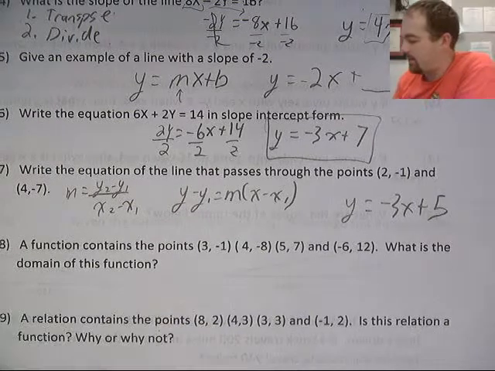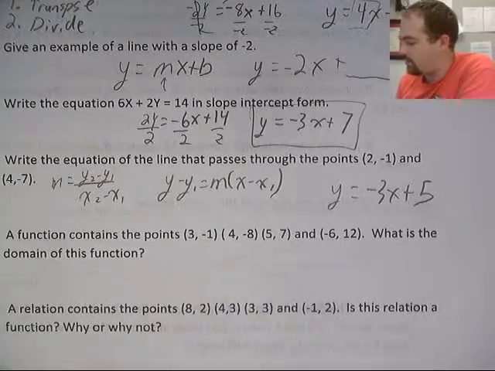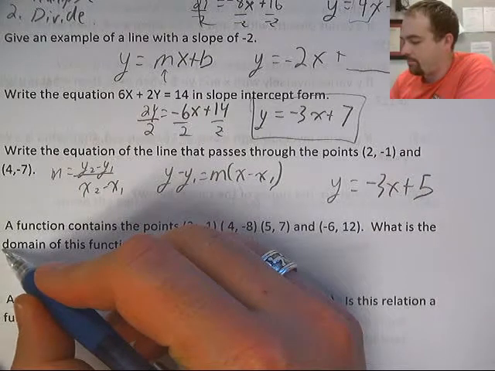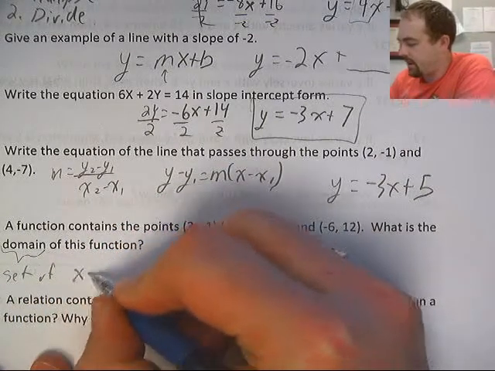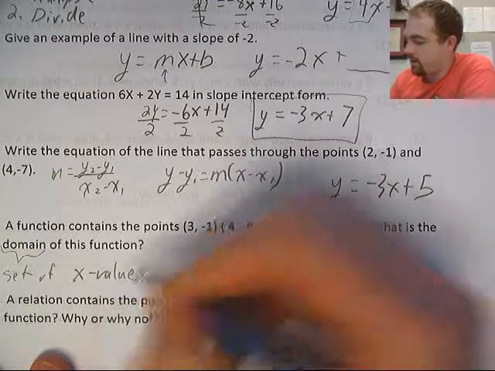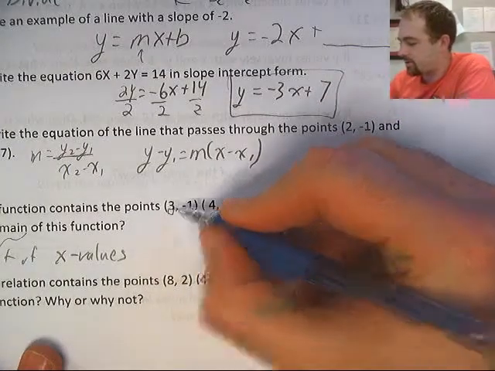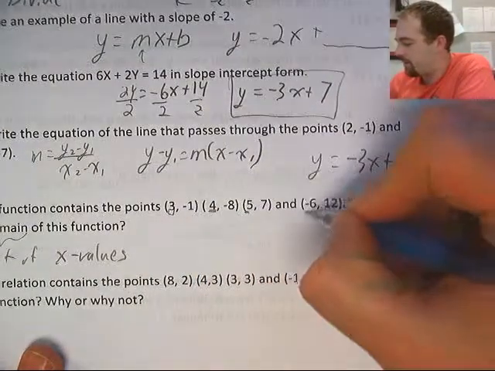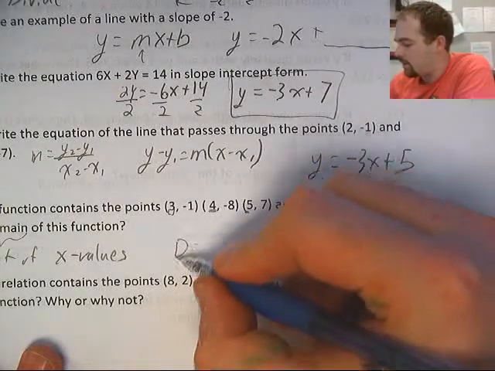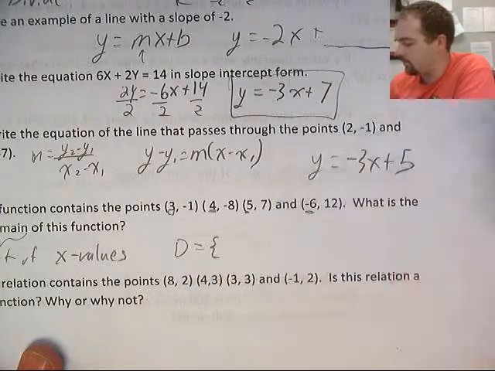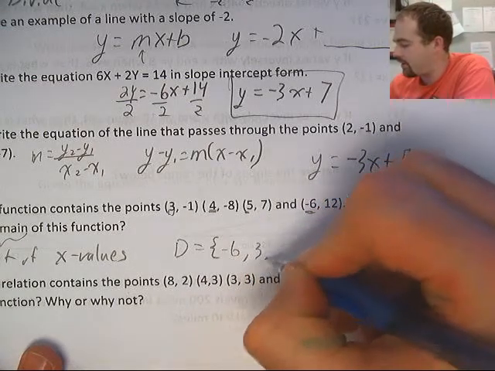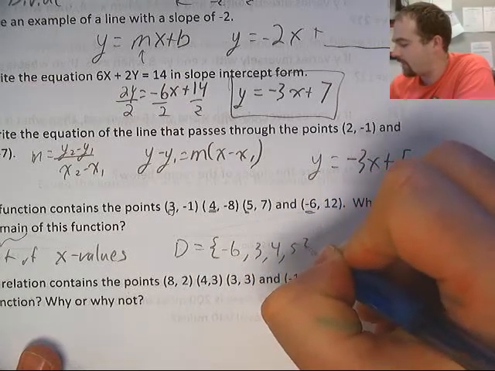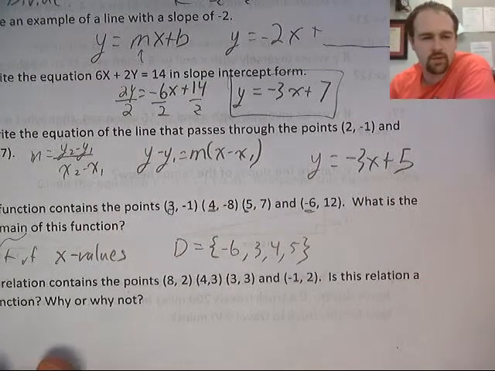All right, number 8, a function contains these points. What is the domain? Now remember, domain is the set of x values. And in this case, my x values are 3, 4, 5, and -6. So we're going to write the domain is equal to, put them in order though, -6 is the smallest, then 3, then 4, then 5. So just all the x values.